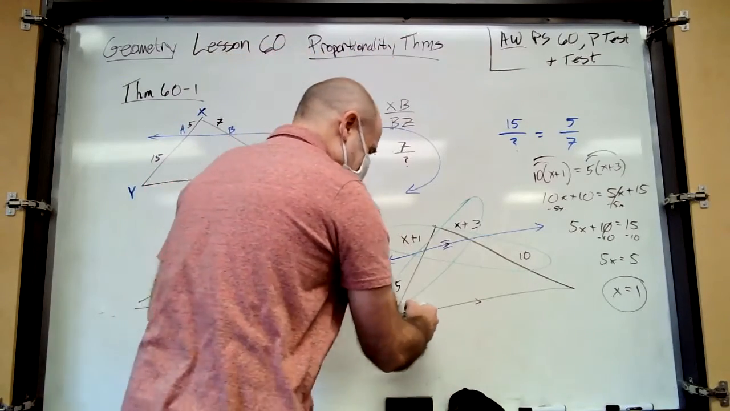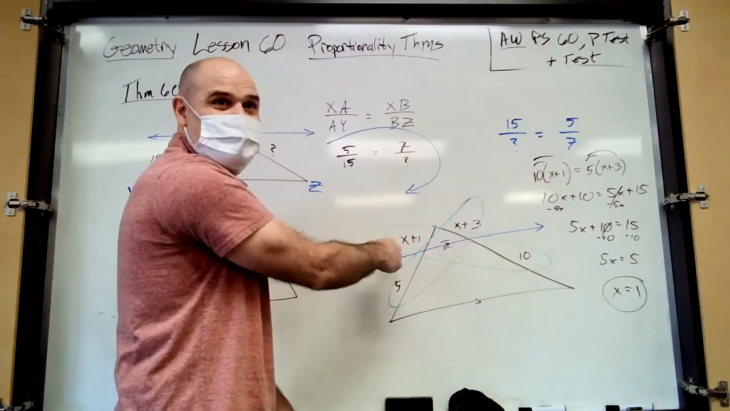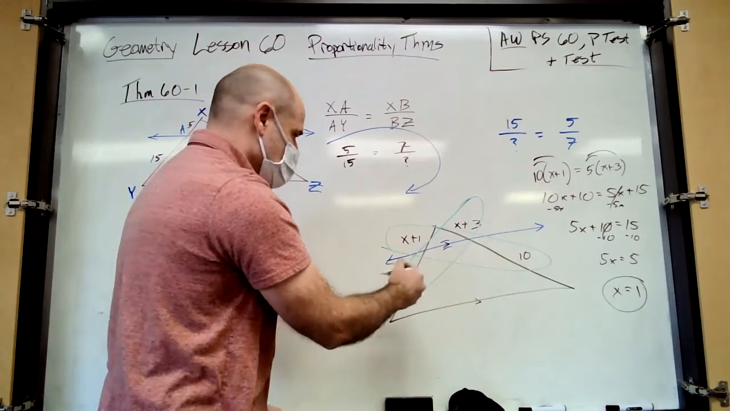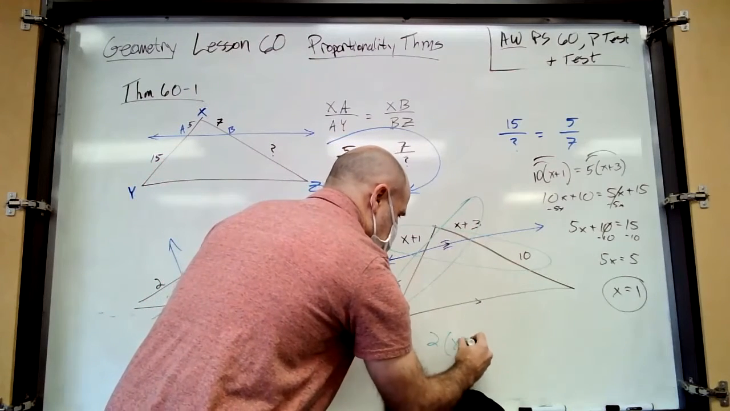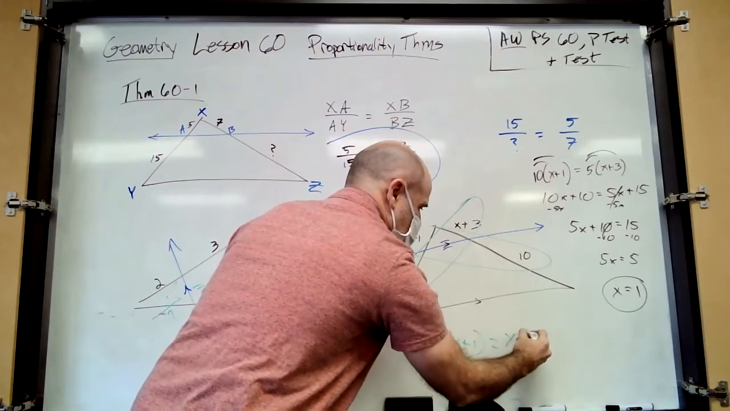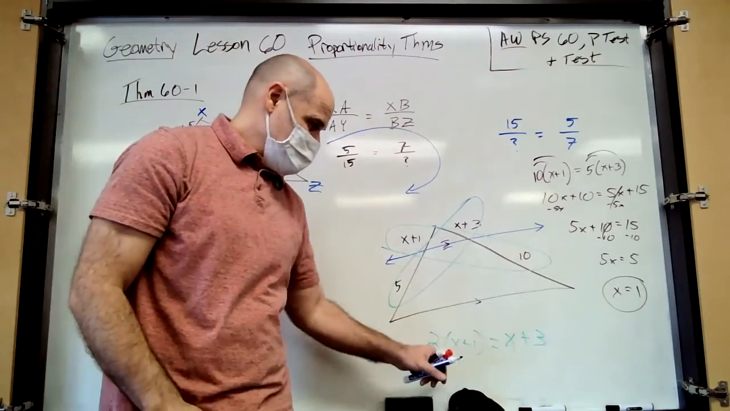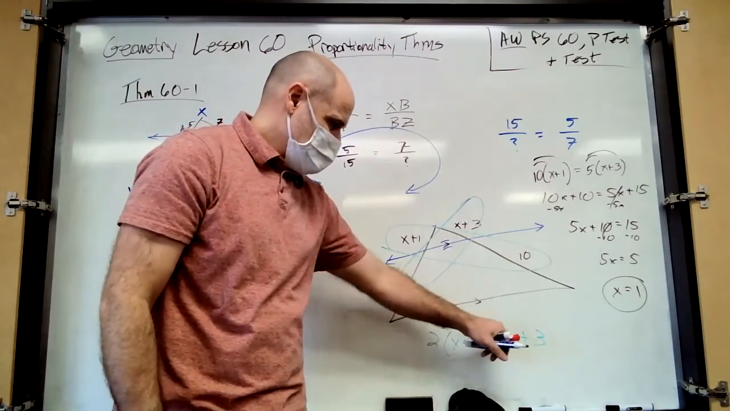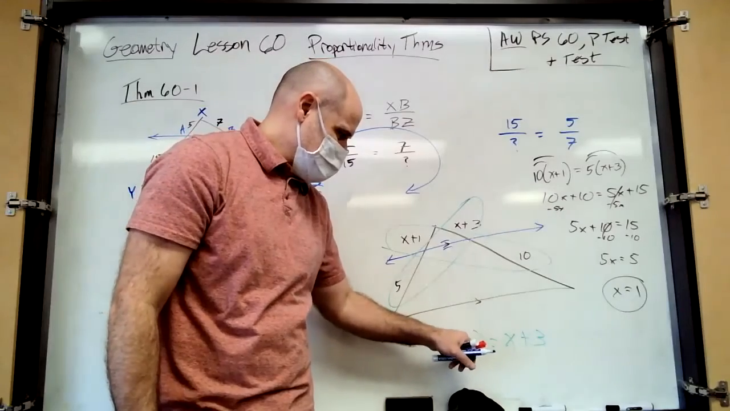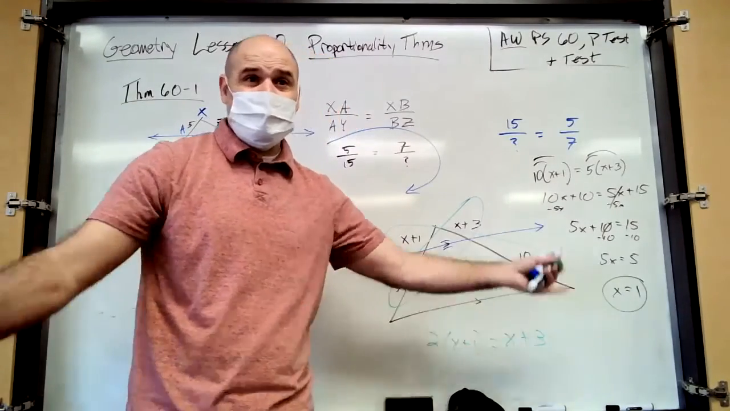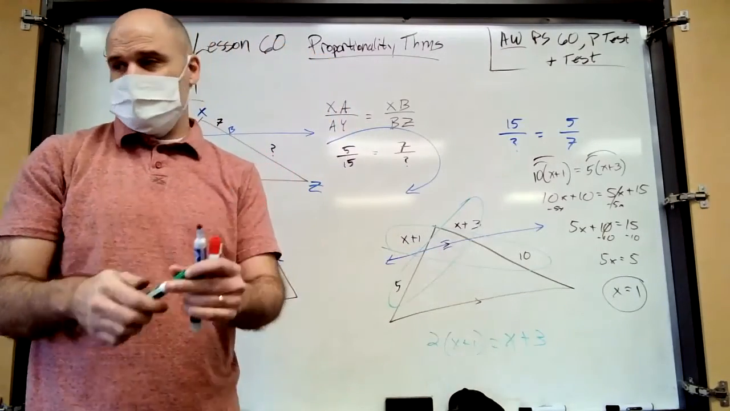So basically, this has to be twice as much as that, right? So I could say 2 times x plus 1 has to equal x plus 3. That's an easy way to do that. So then you get 2x plus 2, bring the x over here, you get x, and then bring that 2 over there, it comes down to 1. X equals 1. That's good.